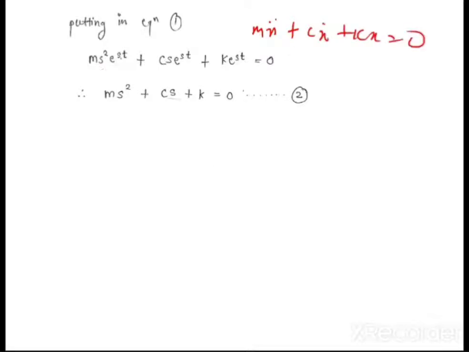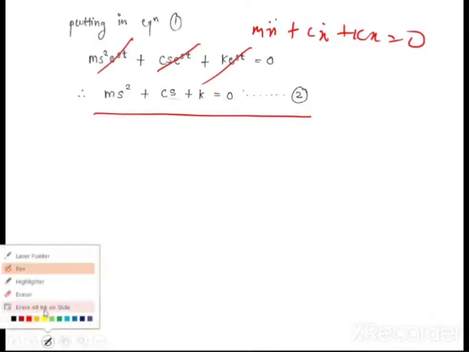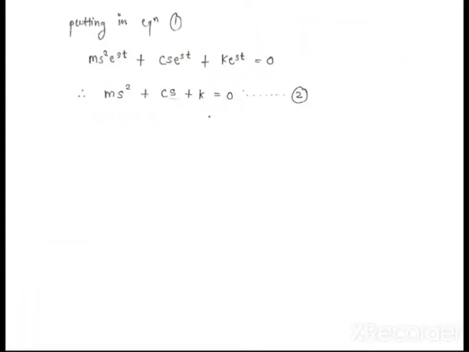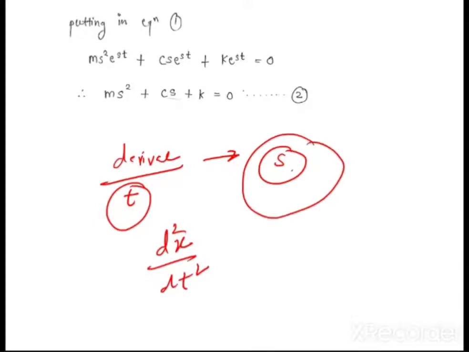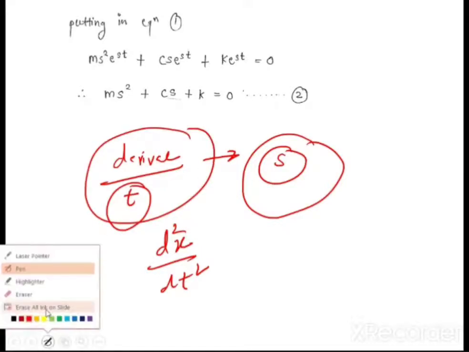What is x double dot? s square into e raised to st. So e raised to st will get cancelled, and finally you are getting this equation: m s square plus c s plus k. So if you try to understand, this derivative I have converted into the s form. That is a very simple form, because initially it was in the time domain, that is d square x by dt square. Now this time domain I have converted into the s form. It means I have simplified this linear second order equation, because unless you simplify, you will not get a complete solution.